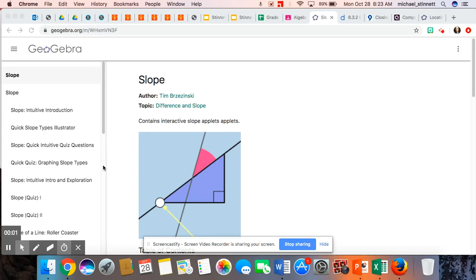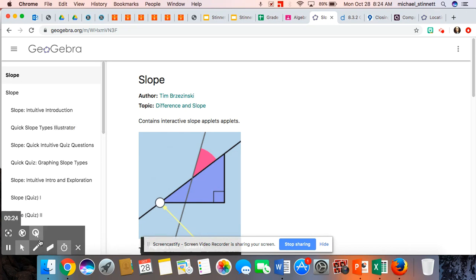Hey everybody. Okay, so real quick, I just want to walk you through what you're doing with this assignment in GeoGebra here. In this assignment, you are going to be looking at different aspects of slope. And slope is just the graphical way to talk about rate of change or unit rate.